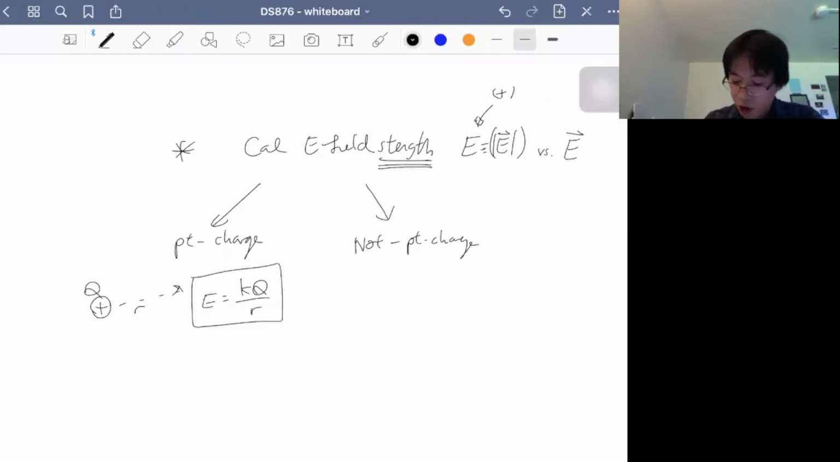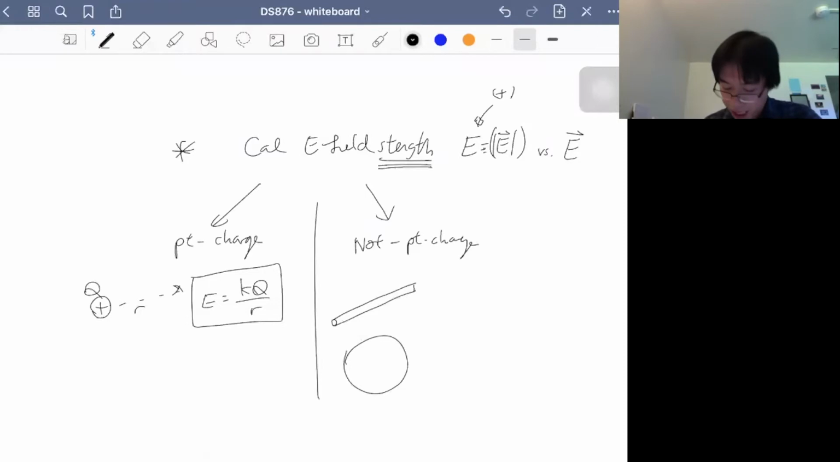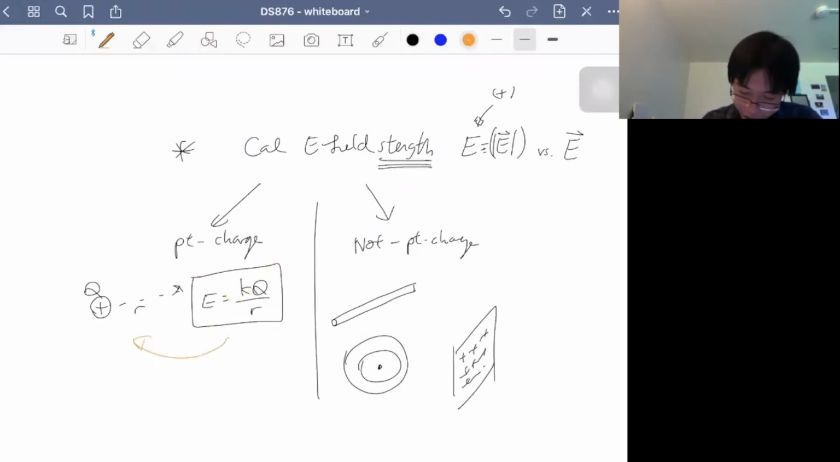However, if it's not a point charge, for example, if it's a line of charge, a sphere, or something more complicated, like a sphere within a sphere or within a point charge, or a plane of charge, never use this formula. That's not applicable. That is for a point charge. So you put the point charge over here. And for this side, if you need to find the electric field here, what is the field strength over here? The only solution is to use Gauss's law.